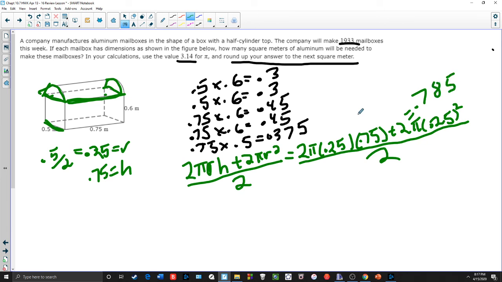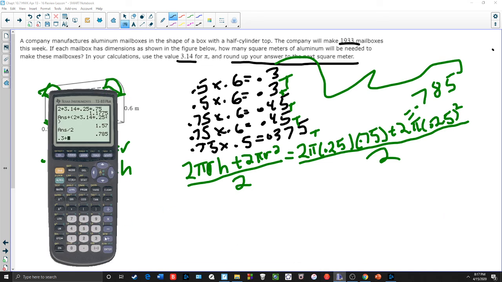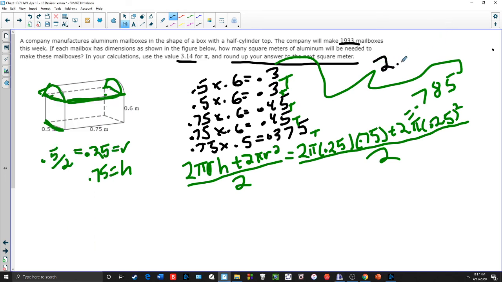And next, I'm going to add all this good stuff together. So add all my areas together. Everything here gets one big plus. So let's go ahead and do that. 0.3 plus 0.3 plus 0.45 plus 0.45 plus 0.375 plus finally 0.785. Actually 2.66. So I get 2.66 meters squared of aluminum that I need to make one mailbox.